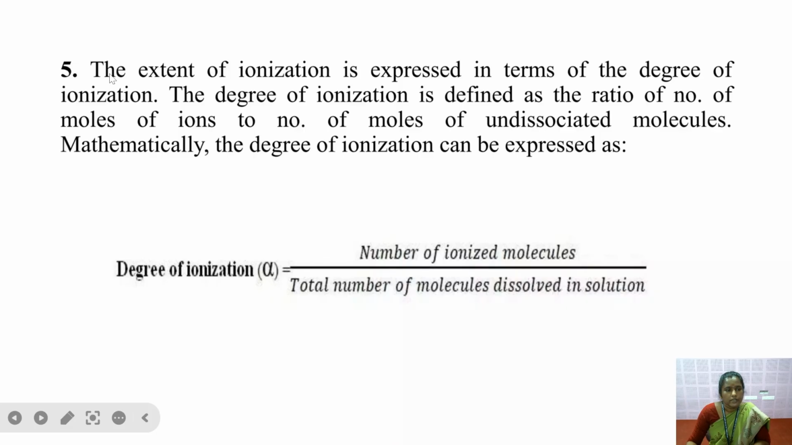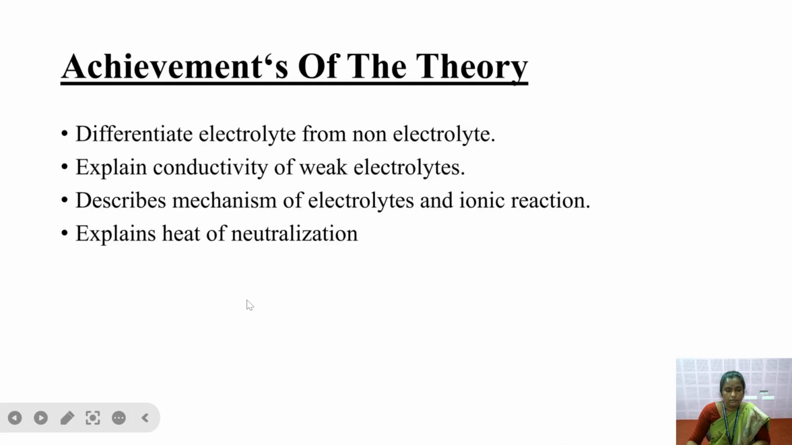Next, the fifth postulate: the extent of ionization is expressed in terms of the degree of ionization. The degree of ionization is defined as the ratio of the number of moles of ions to the number of moles of undissociated molecules. Mathematically, the degree of ionization is denoted by the symbol alpha, which is equal to the number of ionized molecules divided by the total number of molecules dissolved in solution.